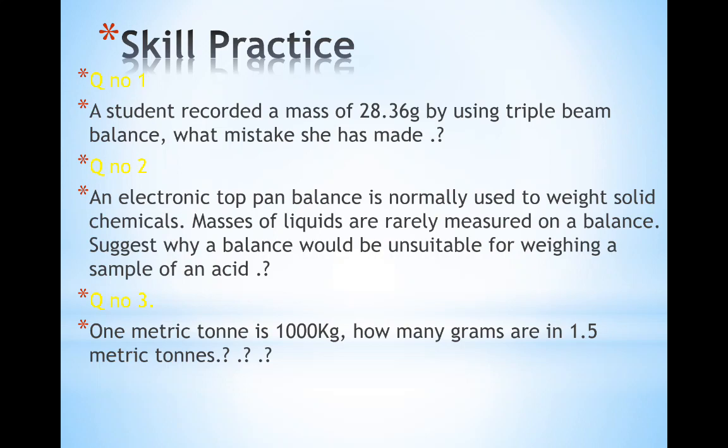Okay, so question number 1 is: a student recorded a mass of 28.36 gram by using a triple beam balance. What mistake has she made? You need to tell that. Question number 2: an electronic top pan balance is normally used to weigh solid chemicals. Masses of liquids are rarely measured on a balance. Suggest why a balance would be unsuitable for weighing a sample of an acid. Question number 3. 1 metric ton is 1000 kg. How many grams are in 1.5 metric tons? So, do solve them and do let us know the answers.